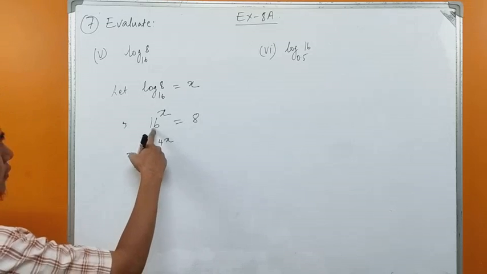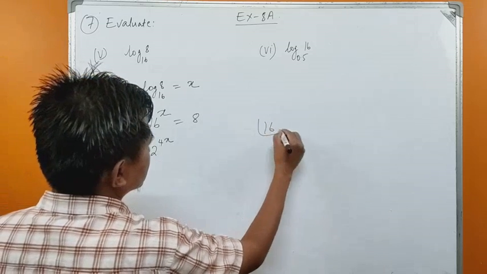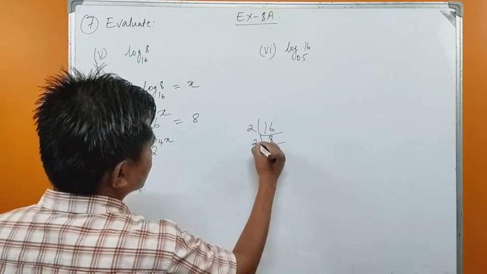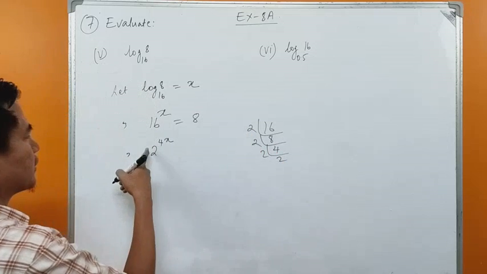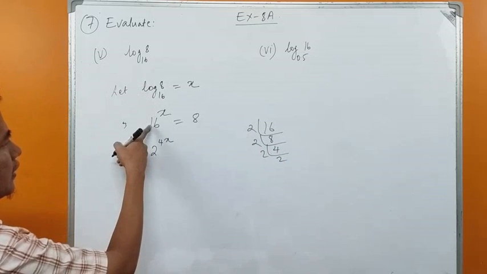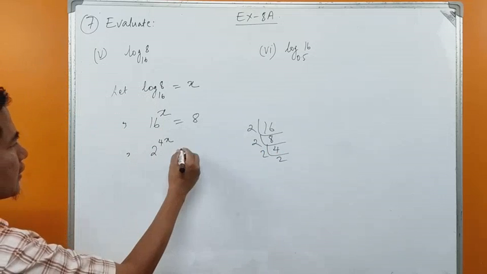2 to the power 4 means 16. 16 means 2 8s are 16, 2 4s are 8, 2 2s are 4. 2 multiplied 4 times gives us 16. 2 to the power 4 is 16, and this x was already there, we write x here.